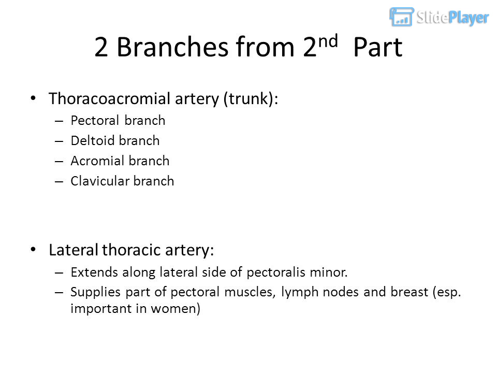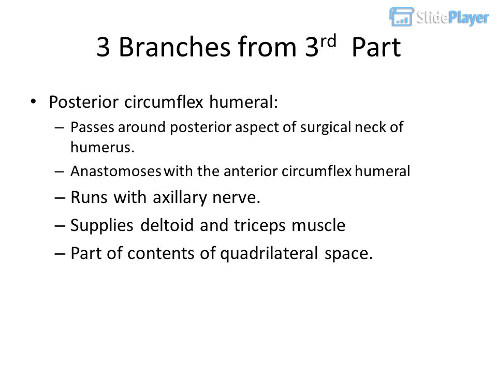The lateral thoracic artery extends along the lateral side of pectoralis minor. It supplies part of the pectoral muscles, lymph nodes and breast, especially important in women. Three branches from the third part: posterior circumflex humeral. It passes around the posterior aspect of the surgical neck of the humerus and anastomoses with the anterior circumflex humeral. It runs with the axillary nerve, supplies deltoid and triceps muscle, and is part of the contents of the quadrilateral space.